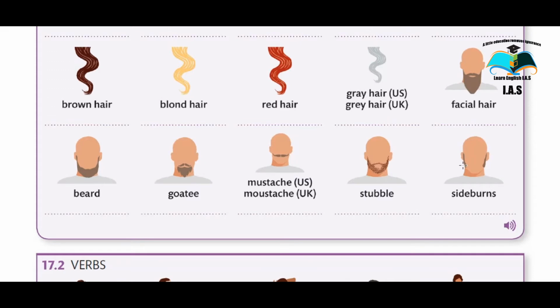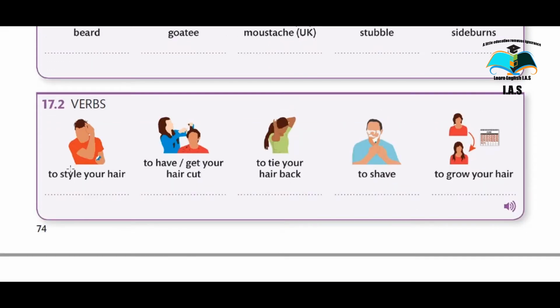Let's talk about some verbs. The first one is to style your hair. For example, I have a boyfriend. He usually styles his hair in the morning. Or you can say, I have a girlfriend, she always styles her hair, okay?